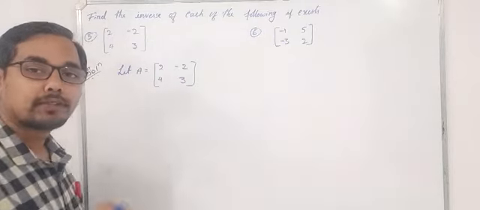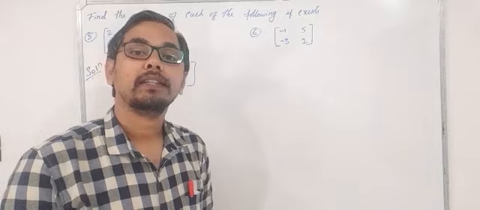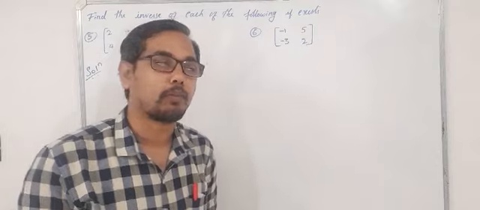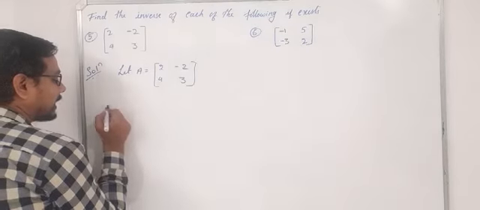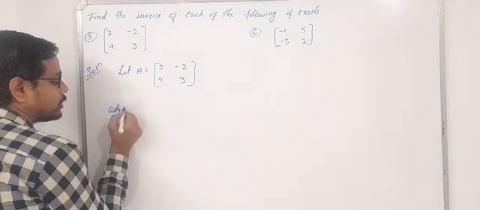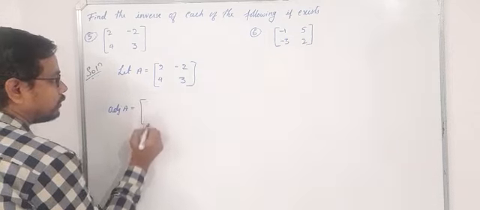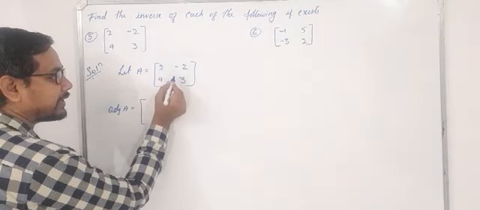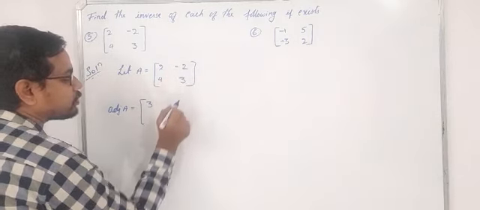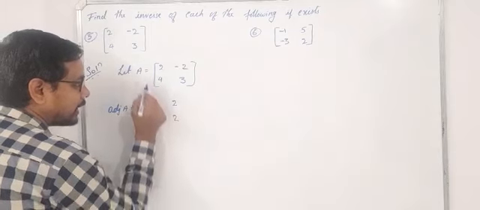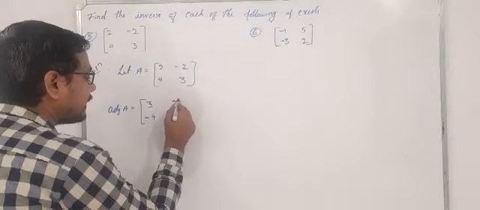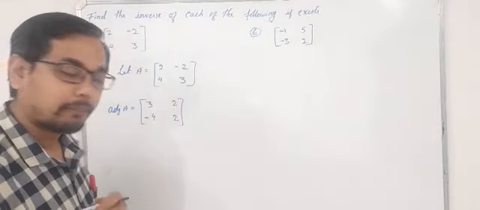For adjoint A, if it is a 2 cross 2 matrix, it is very simple, right? Just there is a trick with which we can directly get the adjoint A, which I have already discussed in the previous session, right? So directly I will write adjoint of A is equal to, see, interchanging this principal diagonal elements, 3 will come here, 2 will be here, and reversing the sign of these two elements, minus 2 is there, it becomes plus 2, and 4 is there, it becomes minus 4, right?